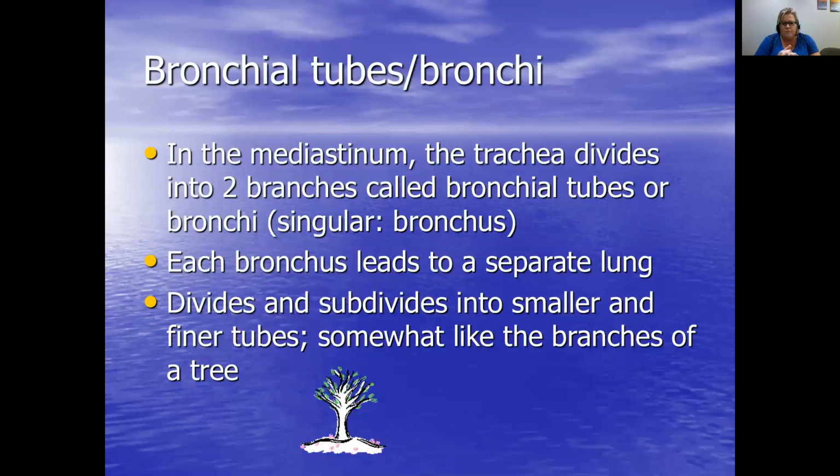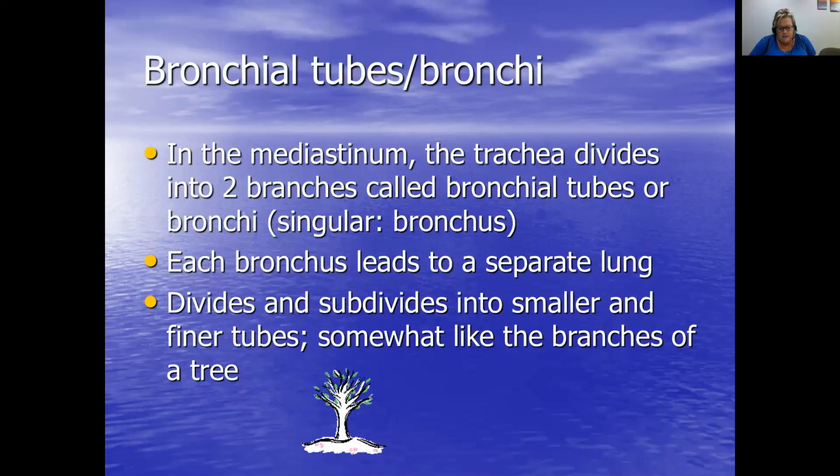And then the bronchial tubes, or the bronchi, divide and subdivide into smaller and smaller and finer tubes, somewhat like the branches of a tree. The bronchial tube is the trunk, and the divisions are the branches. And that's number 14 on the diagram. And you can see in the drawing how they branch off like that inside of the lungs.